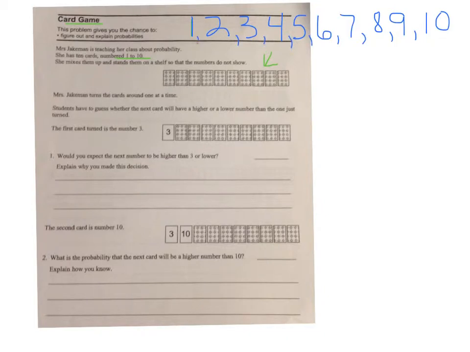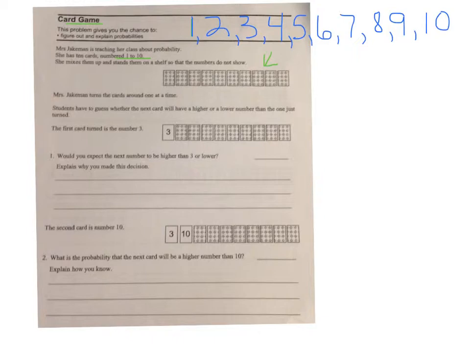At this point, we don't really have an operation. I don't know if we're supposed to add, subtract, multiply, divide yet, but we do have to choose a strategy. And since this is in picture form, we're going to go ahead and choose picture form as a strategy. So we're going to say if she has 10 cards, which it says right here, we're going to say 1, 2, 3, 4, 5, 6, 7, 8, 9, 10. There we go. All right.